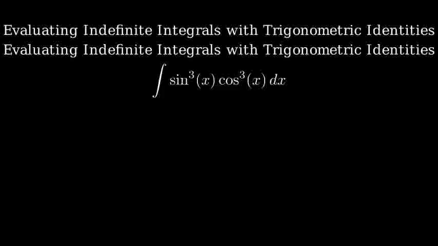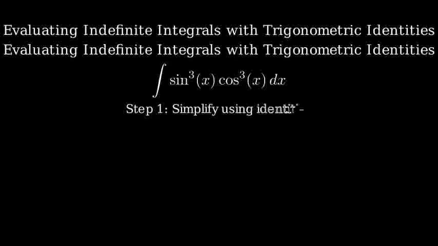The first step is to use trigonometric identities to simplify sine cubed and cosine cubed. We'll apply the identity sine squared of x equals 1 minus cosine squared of x to sine cubed, and the identity cosine squared of x equals 1 minus sine squared of x to cosine cubed. So sine cubed can be expressed as sine x times 1 minus cosine squared of x, and cosine cubed can be expressed as cosine x times 1 minus sine squared of x.